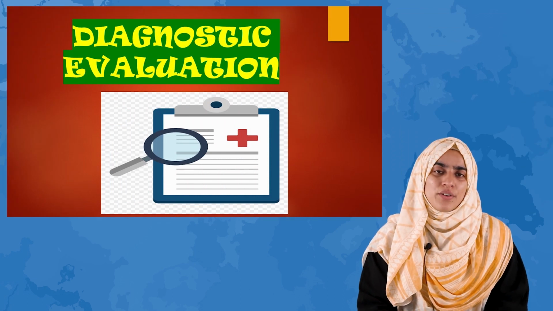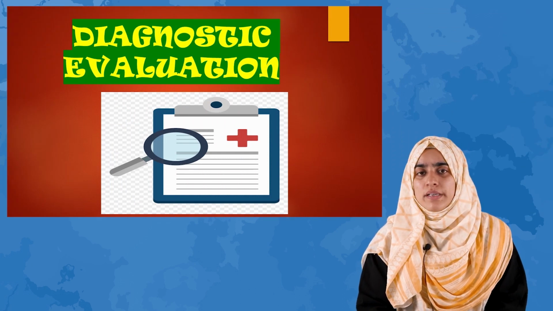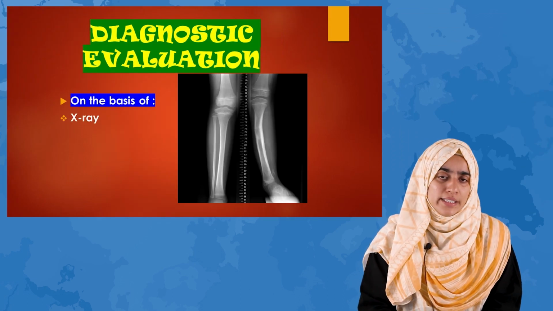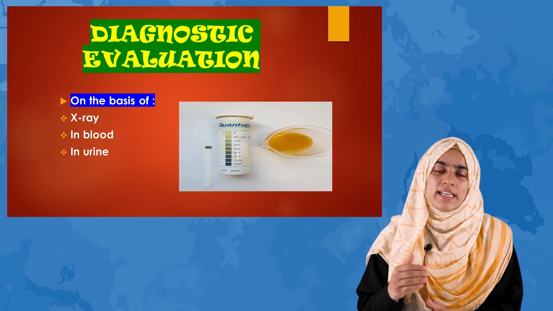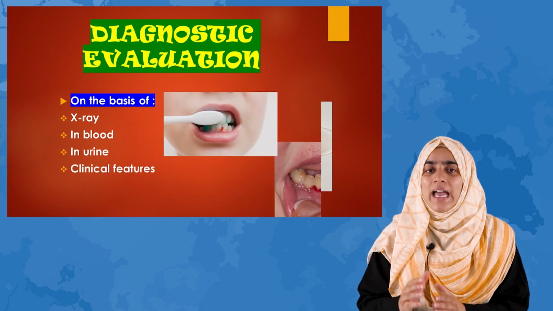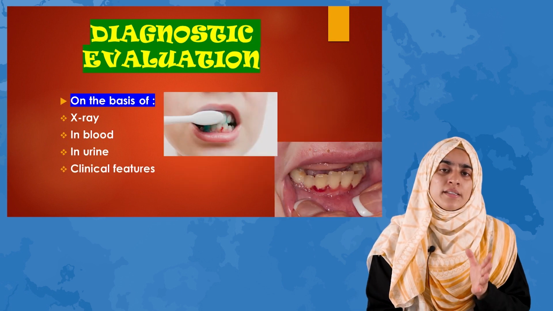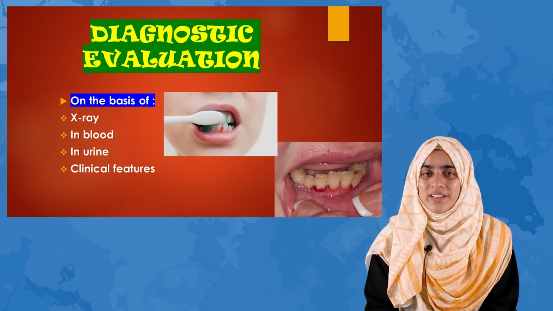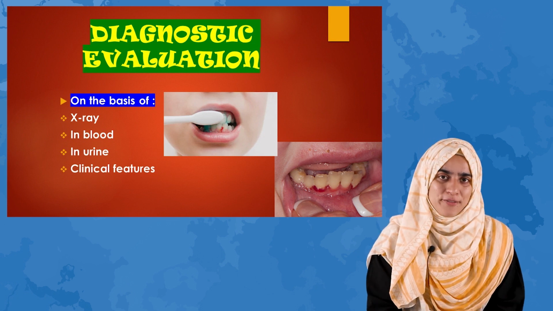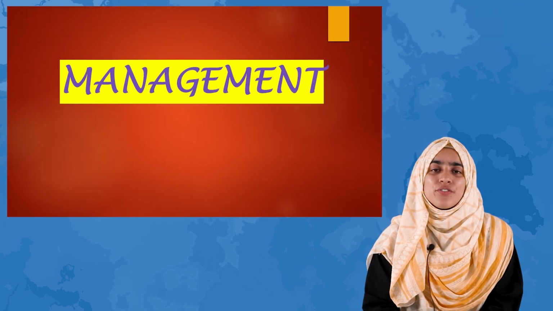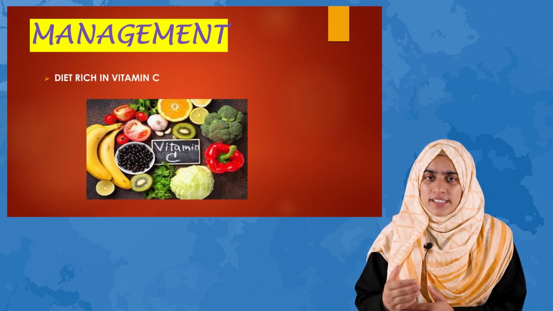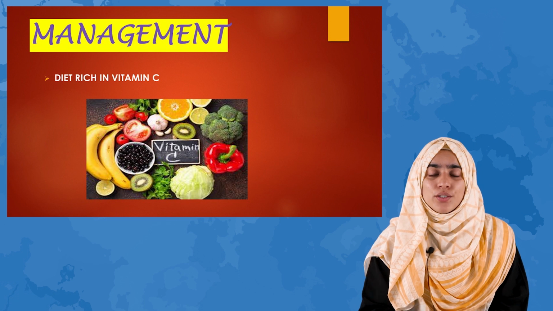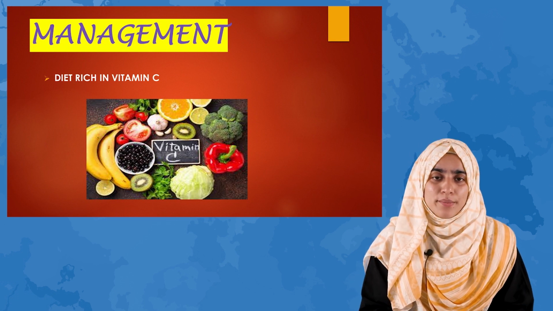The diagnostic evaluation is done on the basis of X-ray of the limbs, vitamin C levels in the blood, and vitamin C levels in the urine, and this vitamin C deficiency is identified with the help of these clinical manifestations. Now we have reached the management of this vitamin C deficiency. The first thing is a diet which is rich in vitamin C.